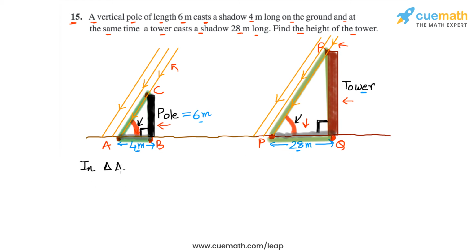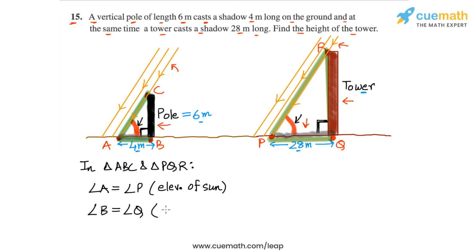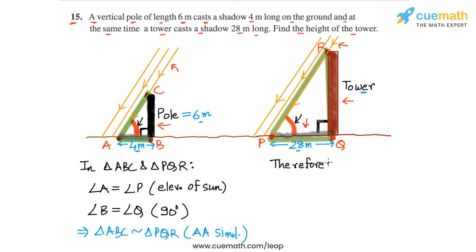So in triangle ABC and triangle PQR, these are the two triangles we are comparing. Angle A is equal to angle P, and this is because the elevation of the sun is the same, because the shadows are being measured at the same time. And similarly, angle B is equal to angle Q. This is basically because the pole and the tower, both of them are vertical, 90 degrees. Okay, and because of this, we can say that triangle ABC must be similar to triangle PQR by the AA similarity criterion. And now because these two triangles are similar, their sides must be proportional.